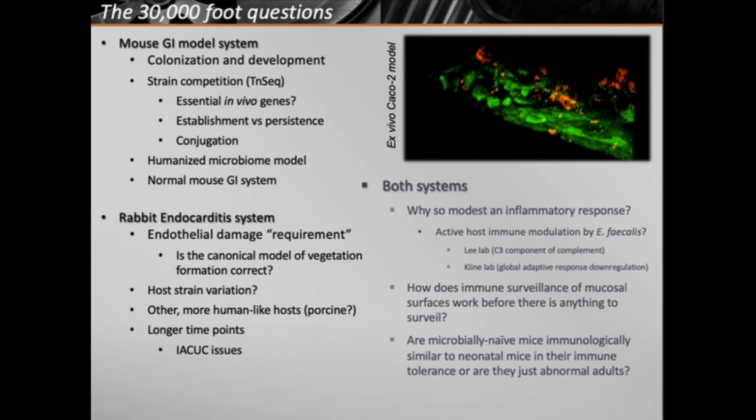Okay. The larger question is, how does immune surveillance work before there's anything there to surveil? If there's no bugs there, how is this actually happening? A lot of people are working on that. Not a lot of progress is being made at this point. And we do have to keep in mind too that we've been assuming that mice that have never had a GI tract microbiome are basically like neonatal mice, but that is an assumption. So we've got to check that to make sure that their immune tolerance is actually working the same way and it's not just an artifact of the system itself.